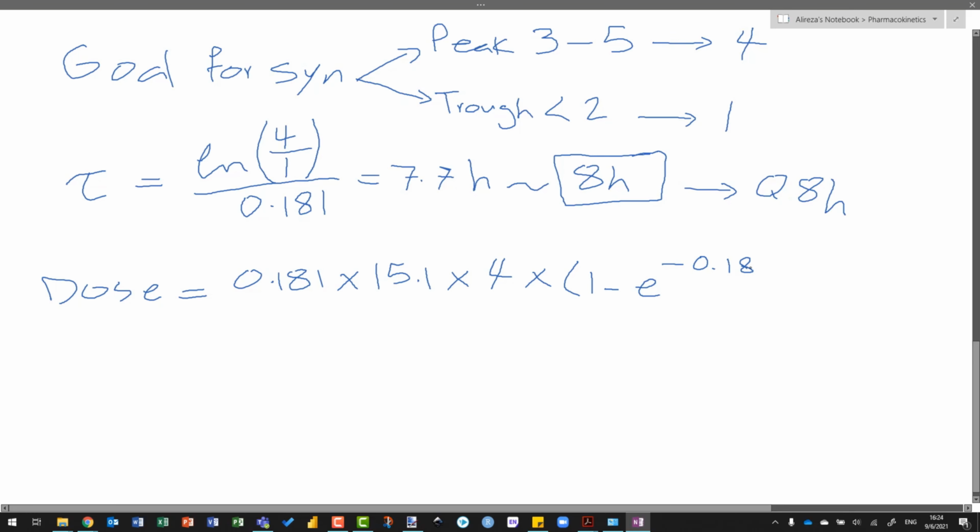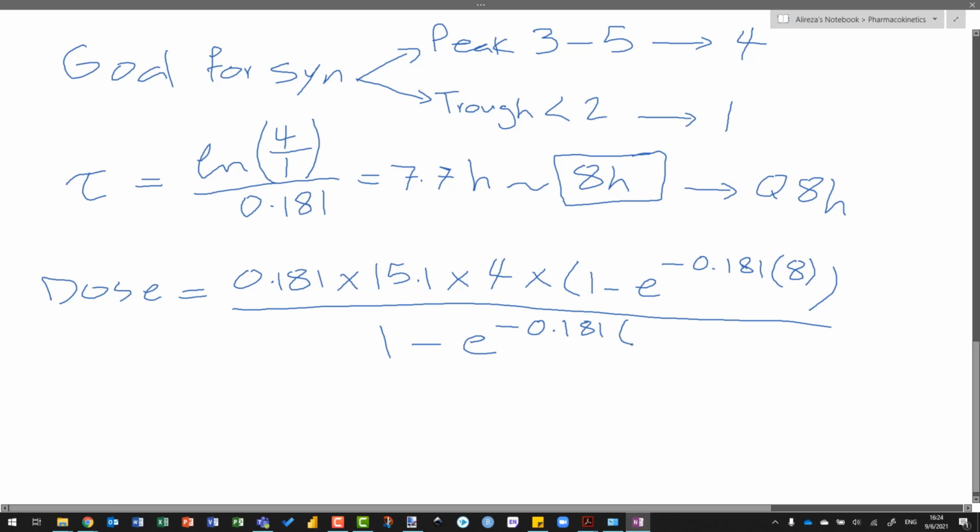And then we multiply this by the expression 1 minus e to the negative k times tau. K is 0.181 in this case, times tau, which we calculated to be 8. And then in the denominator, we have 1 minus e to the negative k times infusion time. So k again is 0.181, and time of infusion, we're just going to use 1 hour to make calculations easier. You could infuse gentamicin over 30 minutes, but that's going to increase the risk of making an error when calculating. So I'm just going to infuse it over 1 hour instead of half an hour to make it easier.